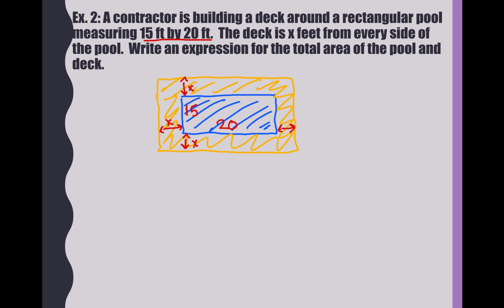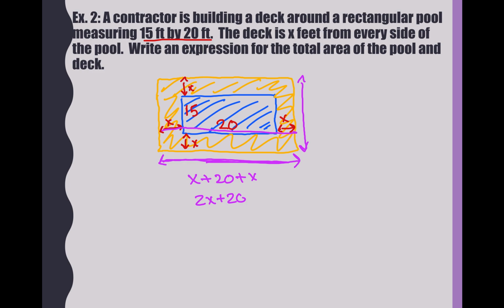Write an expression for the total area of the pool and the deck. Well, the total area of the pool and the deck would be this rectangle, right? Whatever that length is, times that length. The total area, it's a whole entire rectangle. So let's start with this length right here, that bottom length. Well, that is x plus 20 plus x. Whoops, I forgot to label this second x. So that's x plus 20 plus x, or 2x plus 20 when we combine like terms.